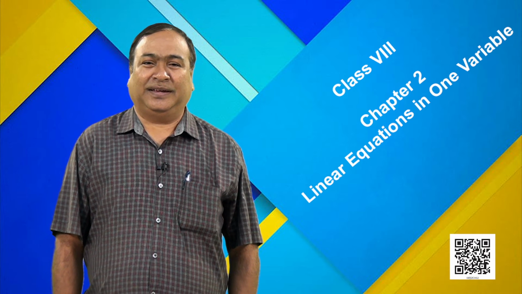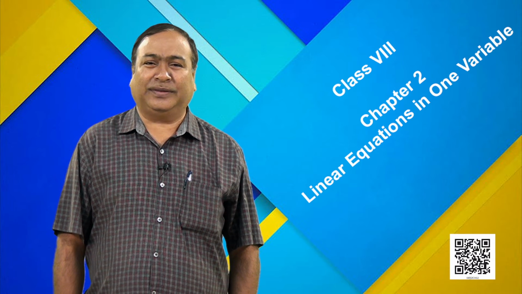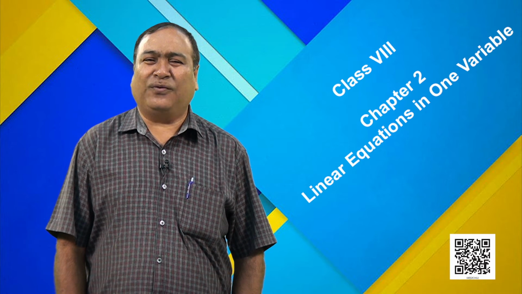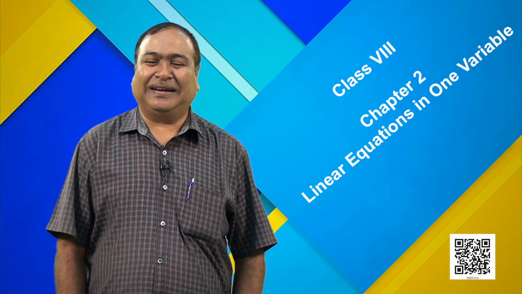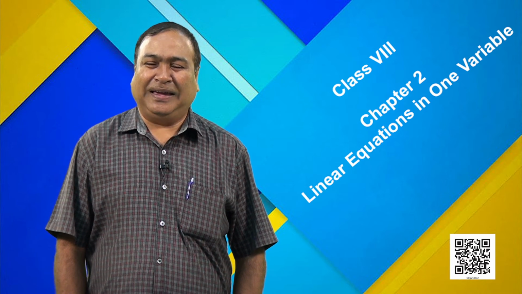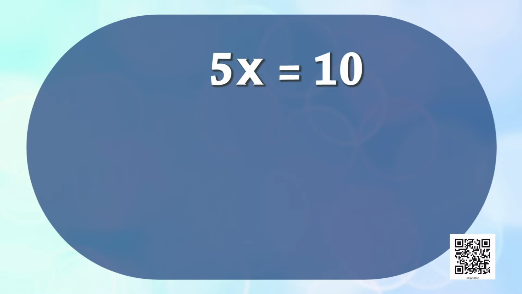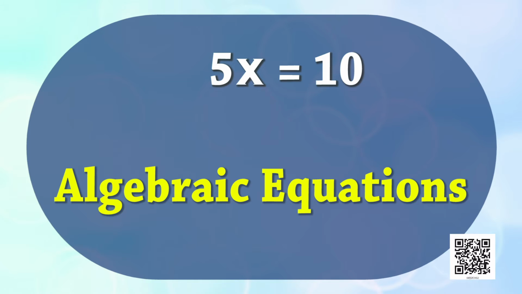In general, if you buy 5 things of the same kind for rupees 10, what is the cost of one thing? Exactly, it is rupees 2. In this way, we represent this entire situation by one equation which looks like 5x is equal to 10. Have you seen this? What is this called? You have studied these things in your earlier classes. Yes, such type of equation we call algebraic equations.